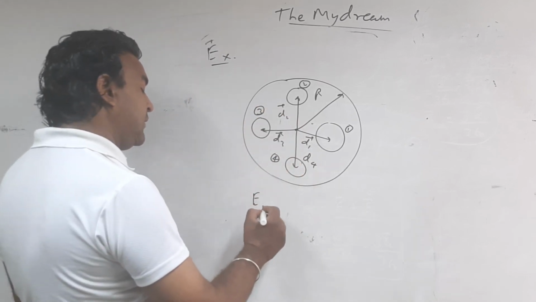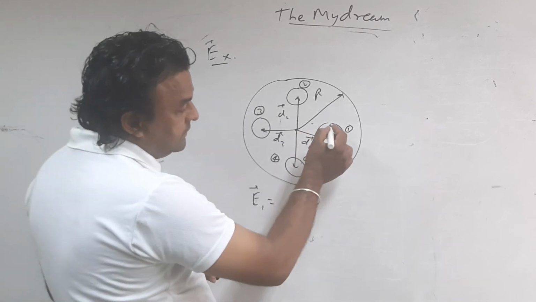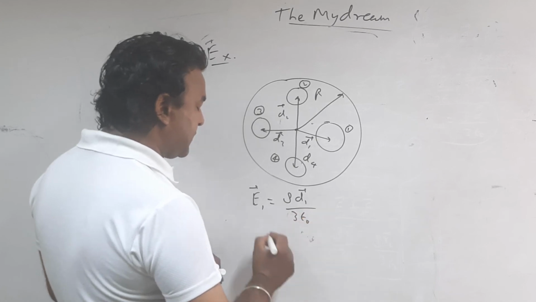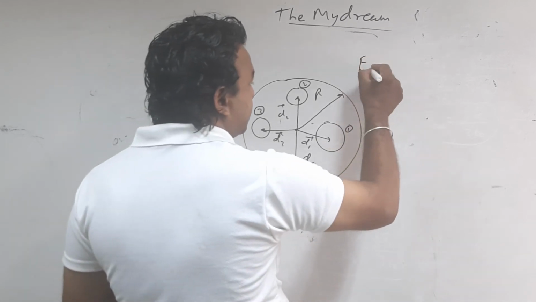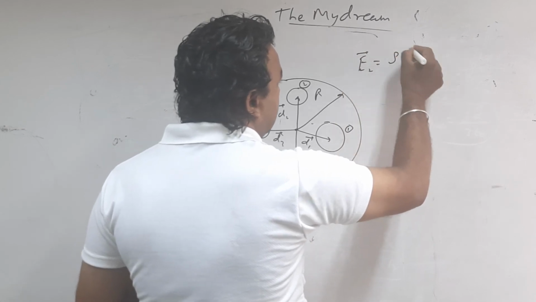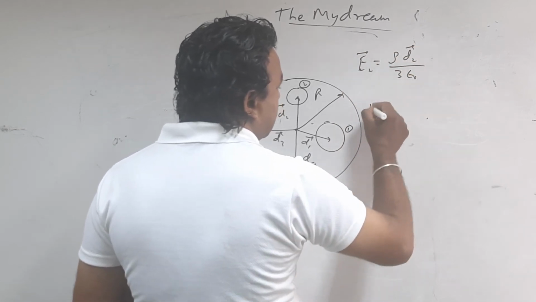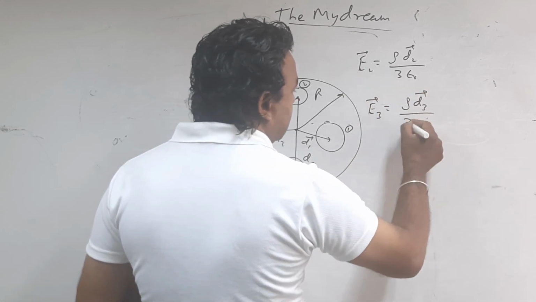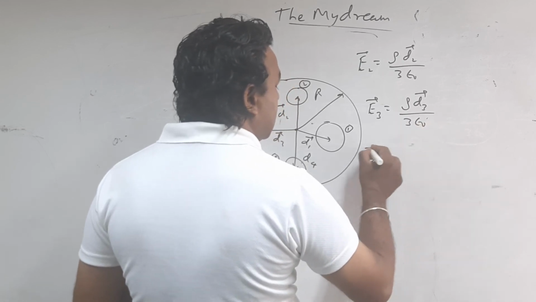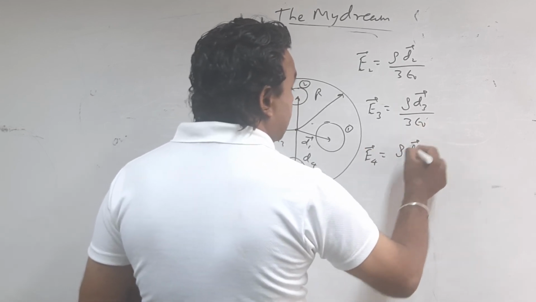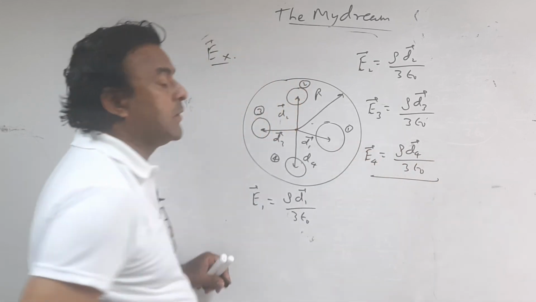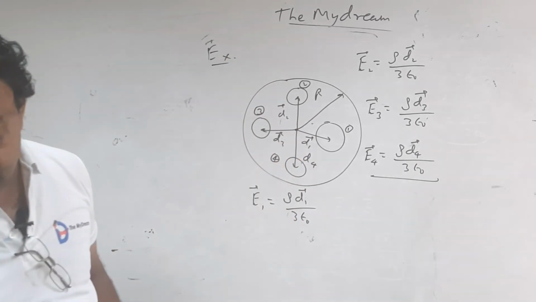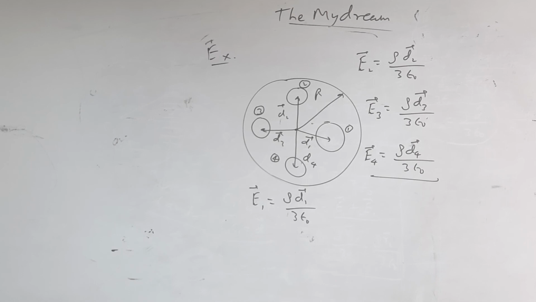So the electric field intensity inside the first cavity, E1, is rho d1 upon 3 epsilon naught, E2 is rho d2 upon 3 epsilon naught. Similarly E3 is rho d3 upon 3 epsilon naught, and E4 is rho d4 upon 3 epsilon naught. In this way we can easily decide the electric field intensity inside a cavity of a sphere.